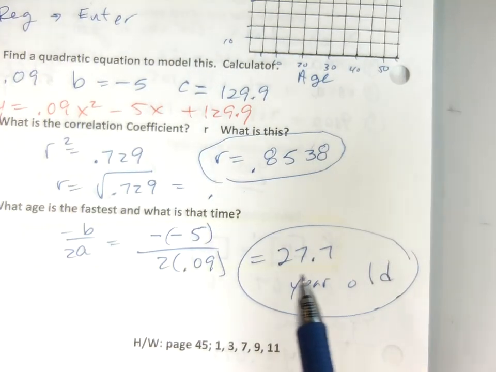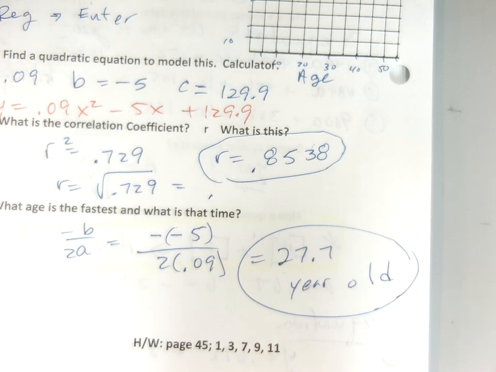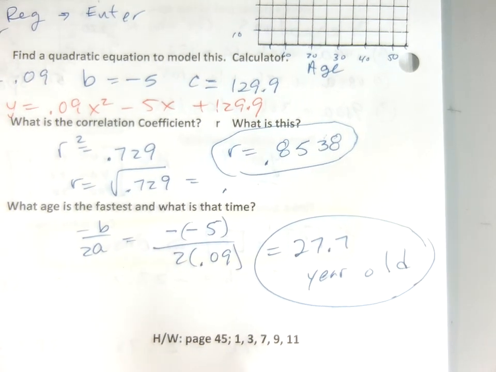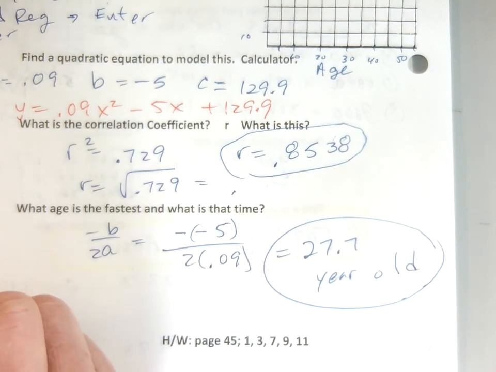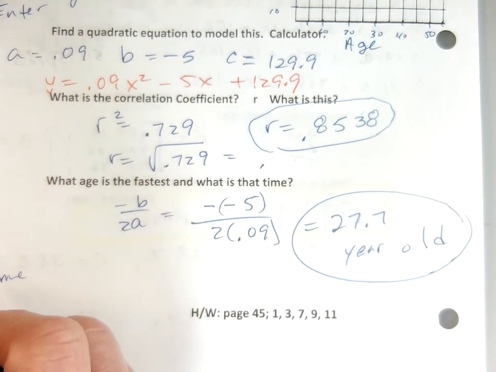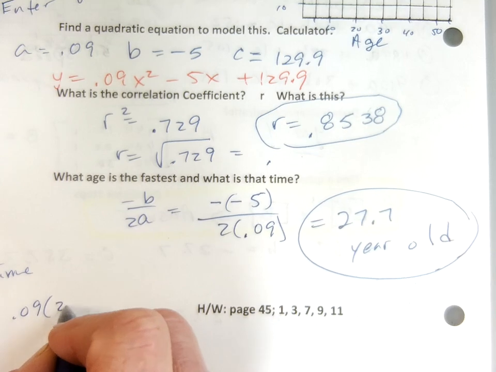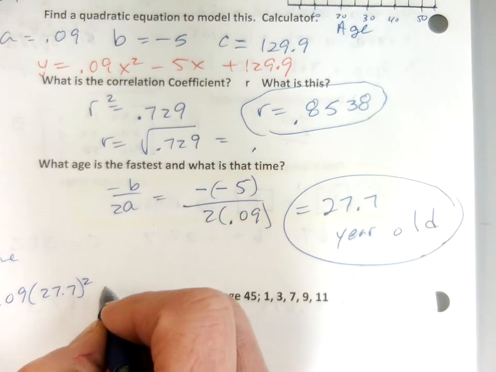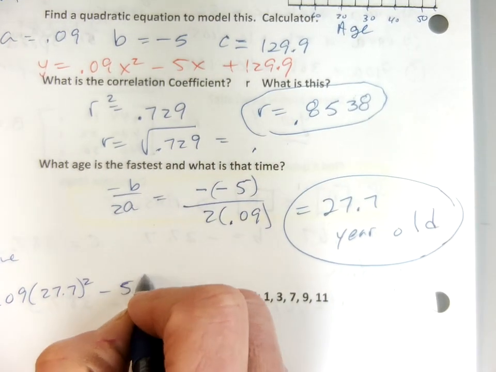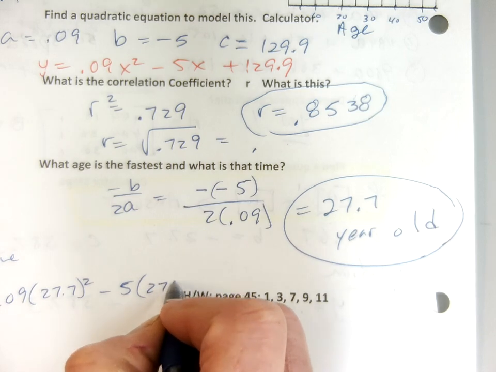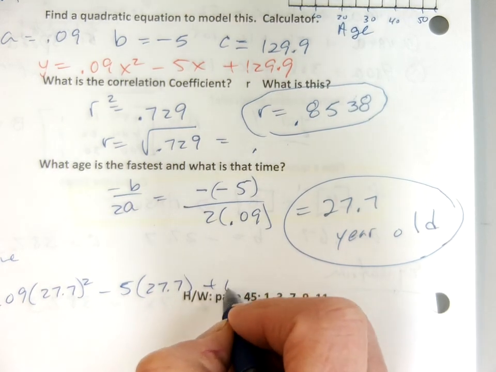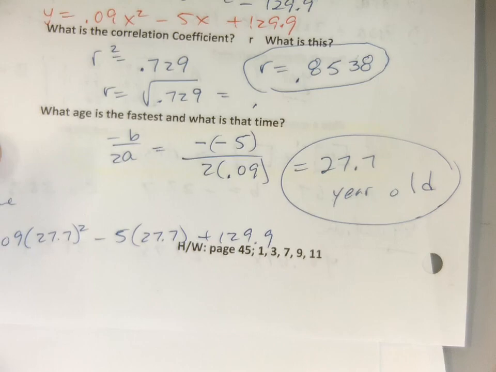That is about your prime for a sprinter. It really is. What's that time? How do we find the time? Plug it in, yeah. So to find the time, I'm just going to plug it in. I'm just going to go y equals 0.09 times 27.7 squared minus 5 times 27.7 plus my 129.9.